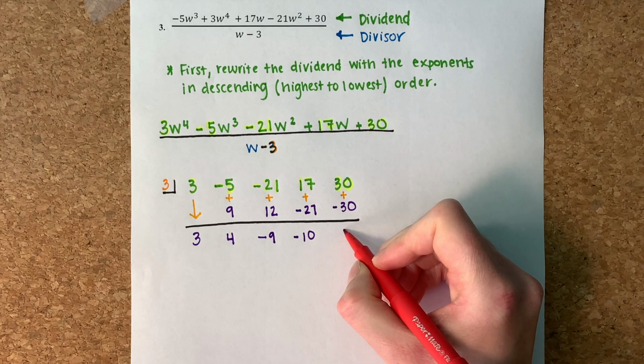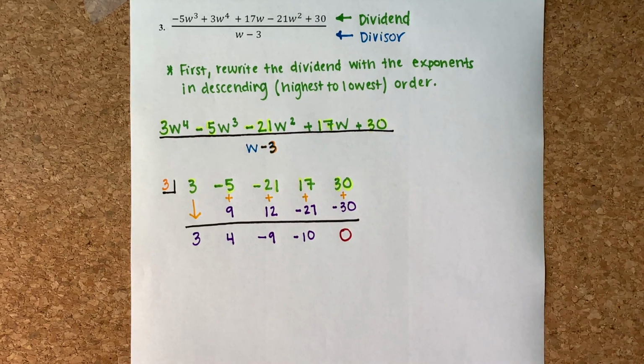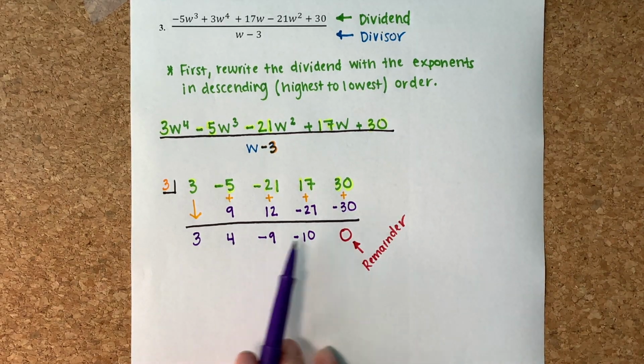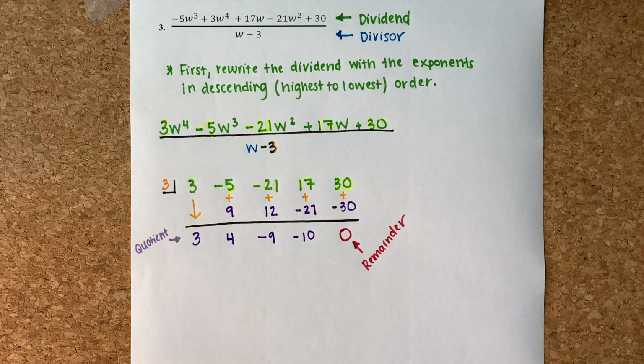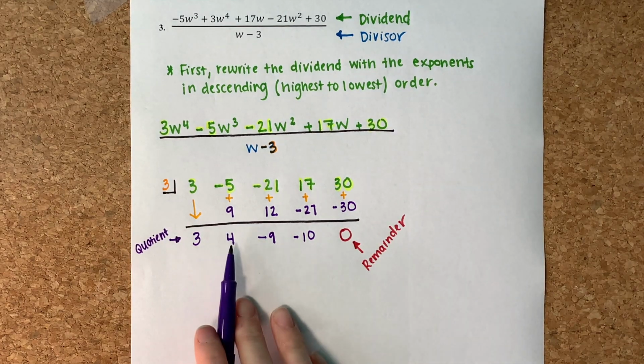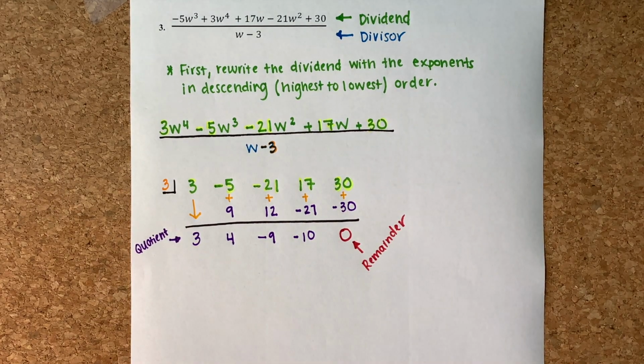And since we're at the end here, I'm going to put this last number in red, because remember that this last number is always our remainder. These numbers here represent the coefficients of our quotient. And we have to add the variables back on to the coefficients of our quotient.